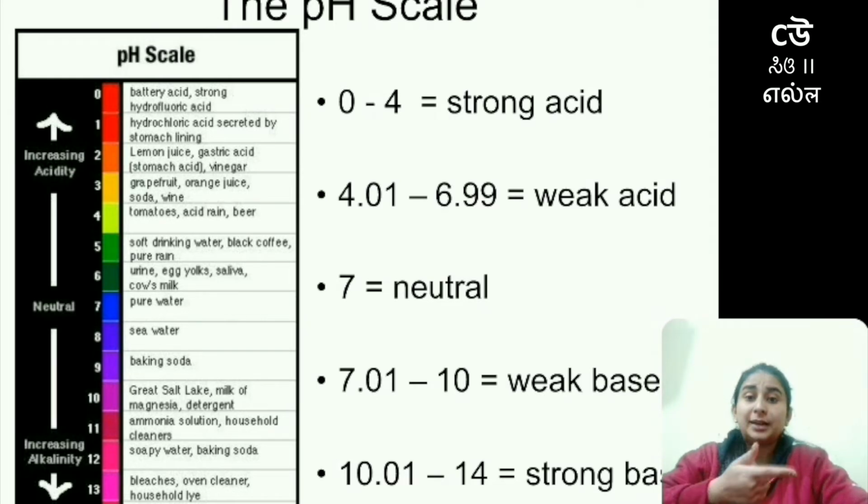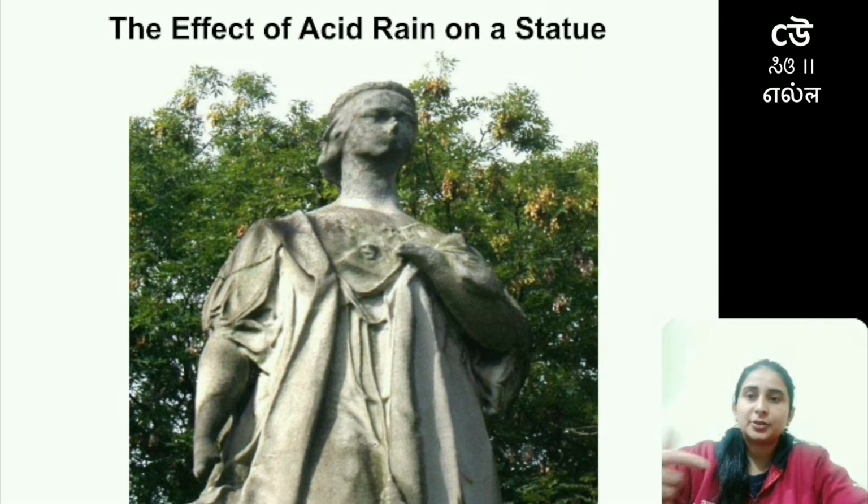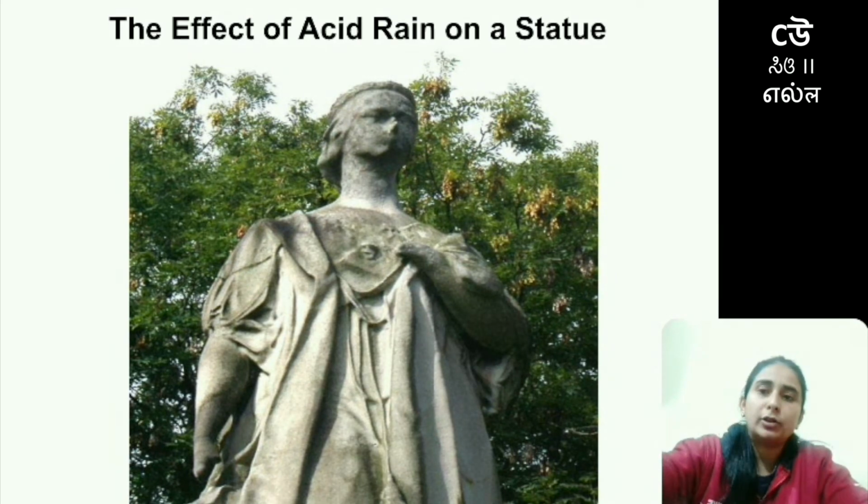Then अगर हम बात करें about weak base and strong base, every substance whose pH value ranges from 7.01 to 10, they are going to be called weak base. On the other hand, if there are substances whose pH value is from 10.01 till 14, we'll call them strong base. So this was about how we can decide whether a substance is a weak acid or a strong acid, a weak base or a strong base.